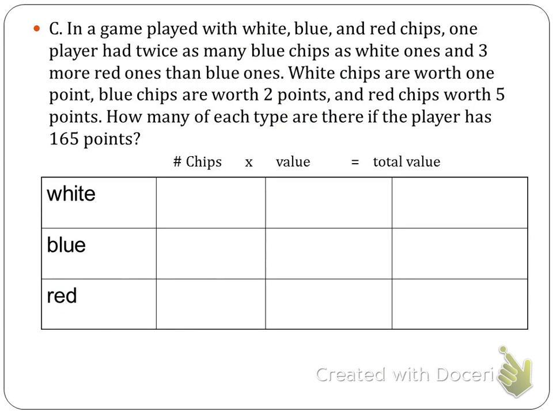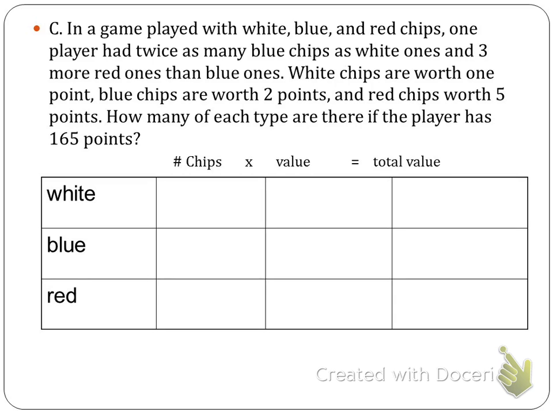All right, here's number C. C is talking about a poker game, I think, or some sort of game that involves chips. It says, in a game played with white, blue, and red chips, one player has twice as many blue chips as white chips, and 3 more red chips than blue chips. White chips are 1 point, blue chips are 2 points, red chips are 5 points. How many of each are there if the player has 165 points?